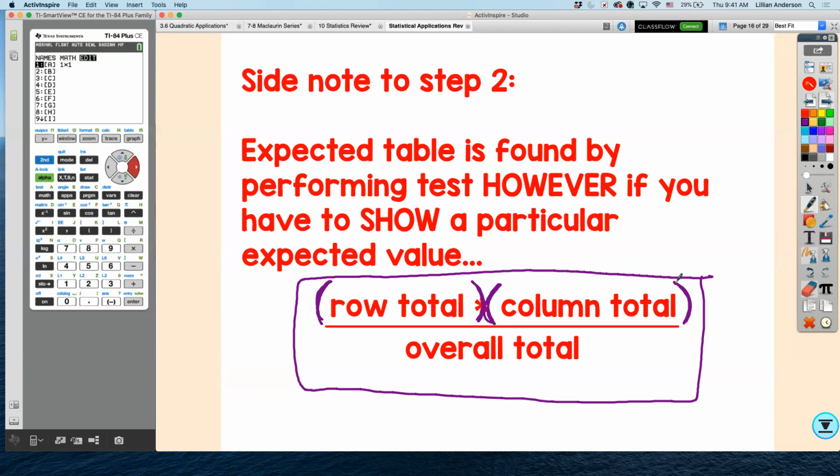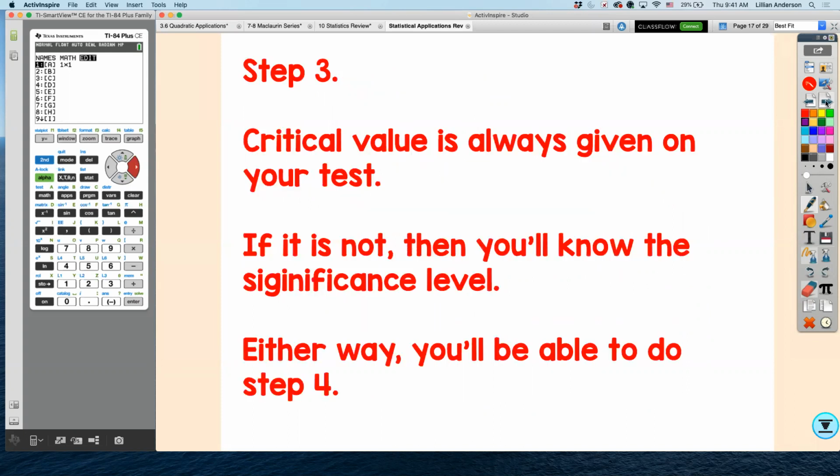For those of you guys doing chi-square for your IA, you are going to have to do this part by hand. And so when we get to that one example, you're going to have to do this for each one of your table entries. Step 3, this is where you look at your critical value or identify your significance level. Critical values are always given to you on your test. However, if it's not given to you, then you'll know the significance level. Either way, you'll be able to do step 2.